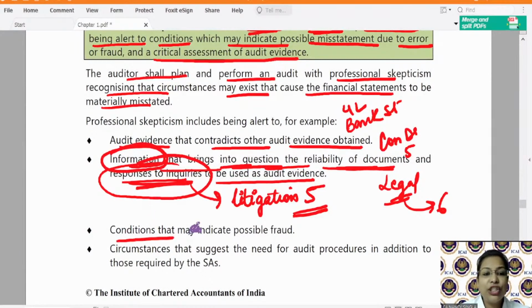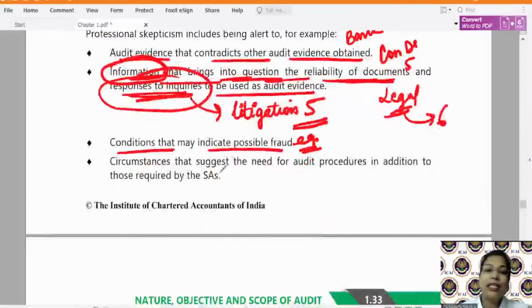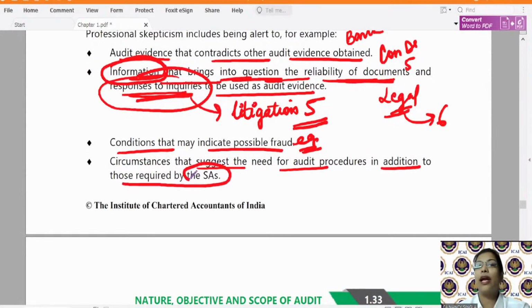Then conditions that may indicate possible fraud. For example, you are asking the management for information, but the management is saying that information is not available. You are asking the management, please let me check, let me verify, let me attend your inventory verification. Management is saying that is not possible. So these are conditions that may indicate possible fraud. Then circumstances that suggest the need for audit procedures in addition to those required by SAs. So students, if you remember, I told you that with respect to the SA 500 series, that pertain to how to obtain audit evidence.